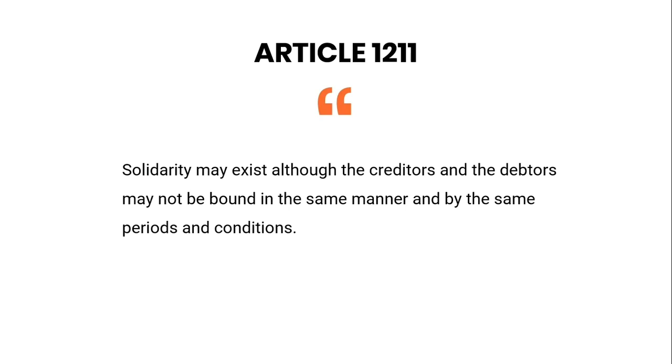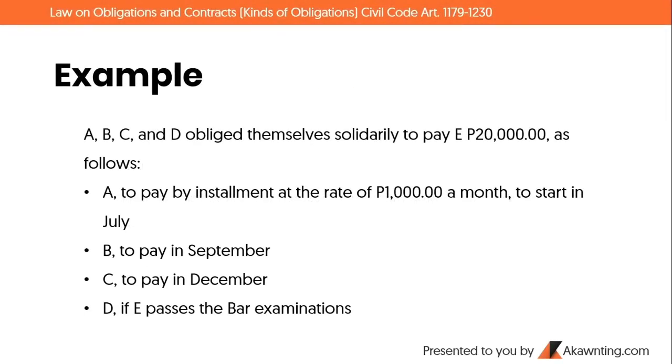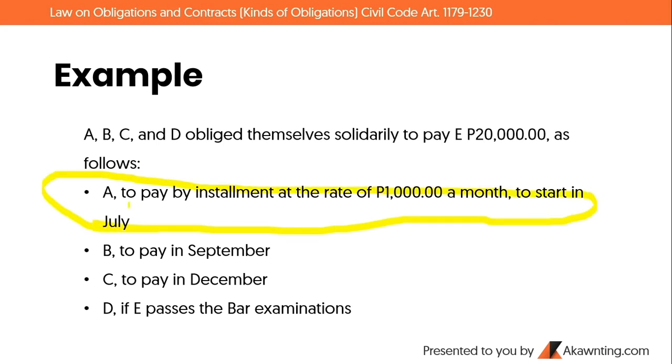So next, 1211. Solidarity may exist although the creditors and debtors may not be bound in the same manner and by the same periods and conditions. Ito yung example natin sa 1211: A, B, C, and D oblige themselves solidarily to pay E 20,000 as follows. Si A, yung kanyang share, to pay by installment at the rate of 1,000 a month, to start in July.